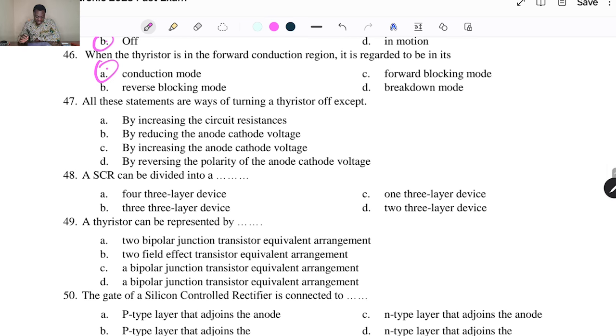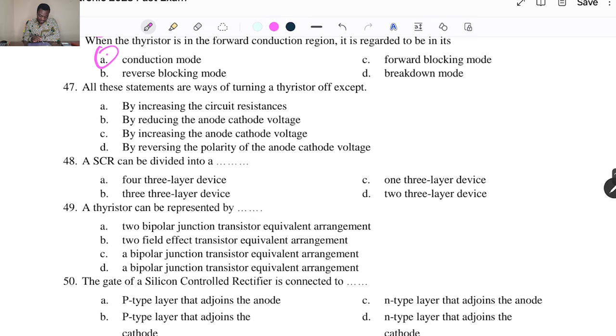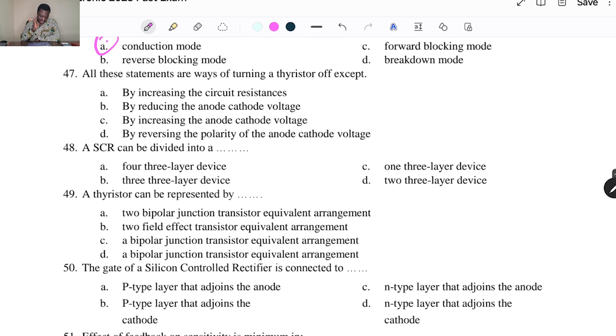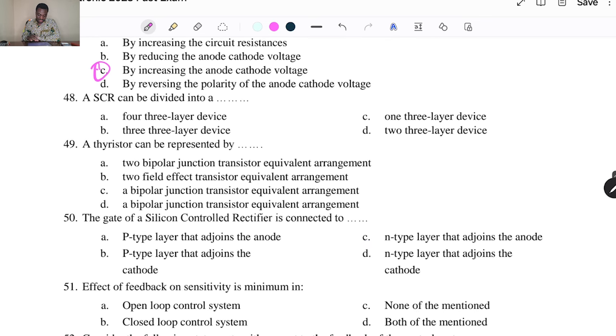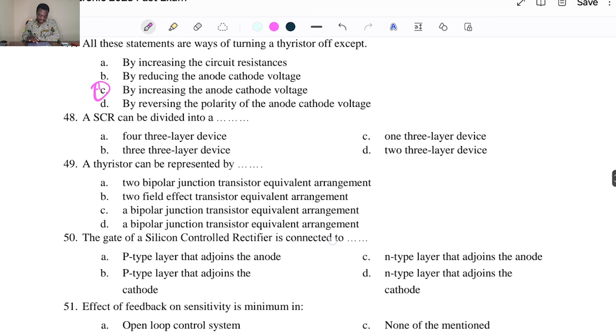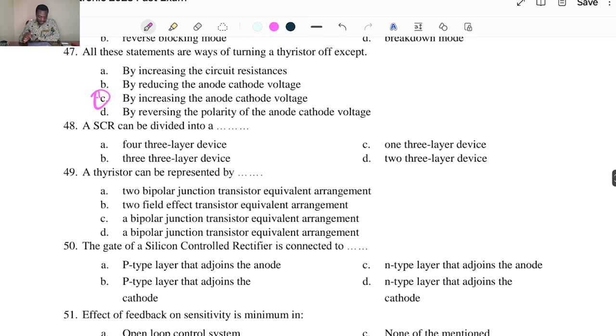All these statements are ways of turning a thyristor off, except we have here, by increasing the circuit resistance, so that will turn off a thyristor. B, by reducing the anode cathode voltage to turn off a thyristor. C, by increasing the anode cathode voltage. No, this will not, so that will be the answer. D, by reversing the polarity of the anode cathode voltage, it will turn off a thyristor. So the answer is C.